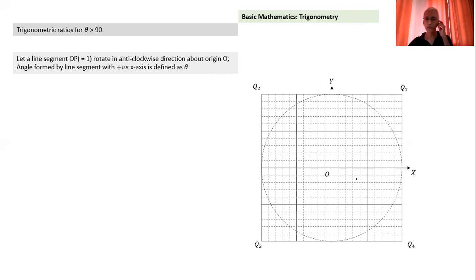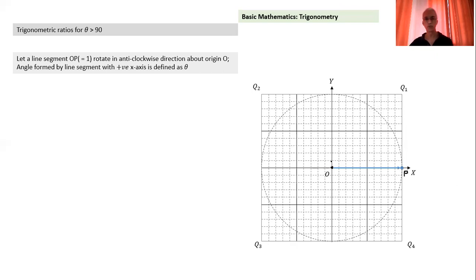In this figure, this is the positive x-axis. If I take this direction, this is the negative x-axis. This is the y-axis. We take a line segment OP, with this point O and this point P here. We see this endpoint here.